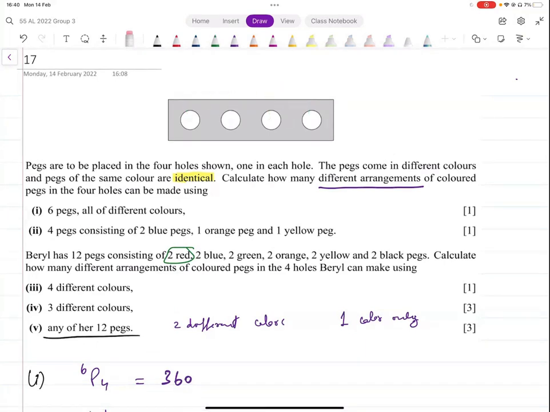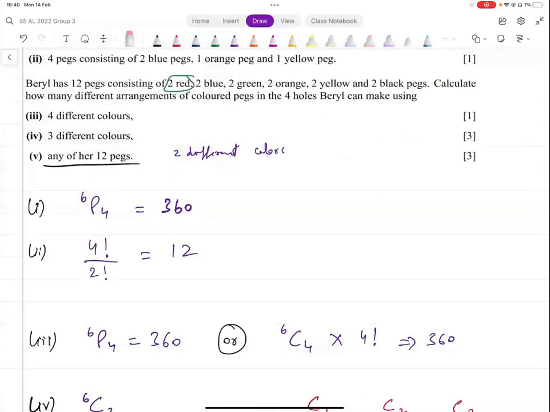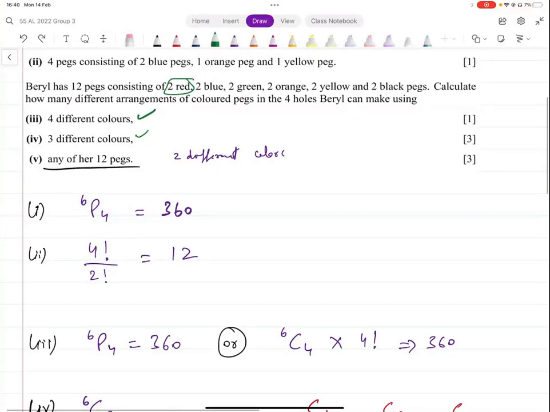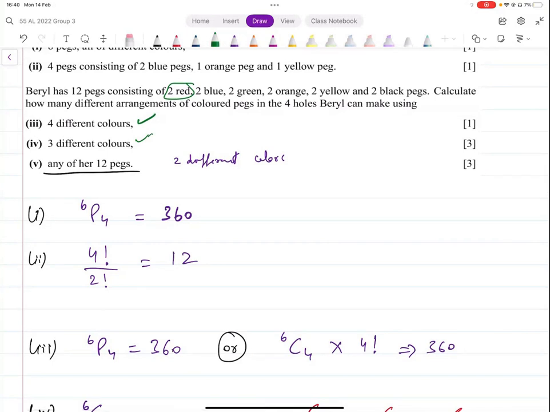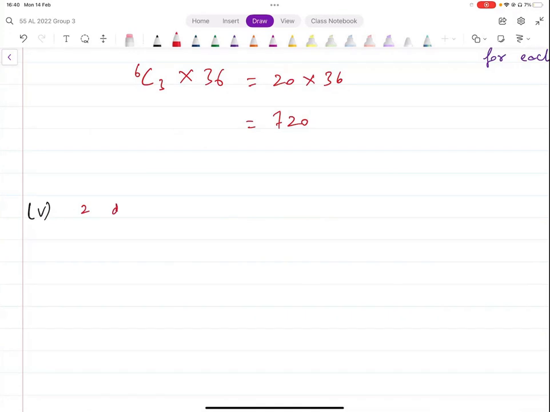So all four can't be the same color. Right, you need at least two colors. So we have already seen the four colors option, and we have seen the three colors options. We are only left with one possible case, and that is what if you have two different colors. So you find that too. What will happen with two different colors? Let's figure that out.